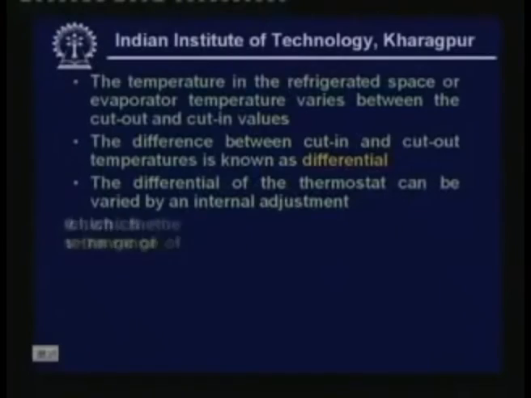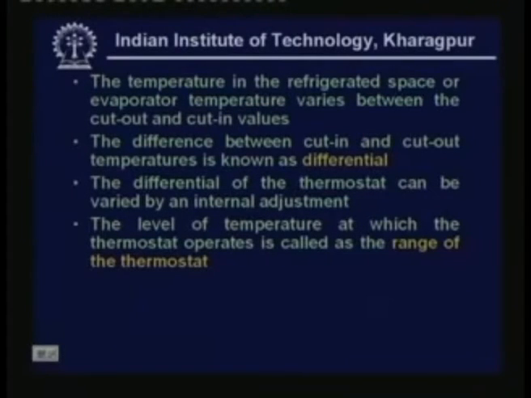For example, you can keep the cut-in temperature as 10 degrees centigrade, and you can change the cutout temperature to, let us say, 8 degrees centigrade. So instead of operating at 10 degrees and 9 degrees, it can operate between 10 and 8 degrees. That means you have increased the differential from 1 degree to 2 degrees centigrade. This adjustment is possible. So this is differential.